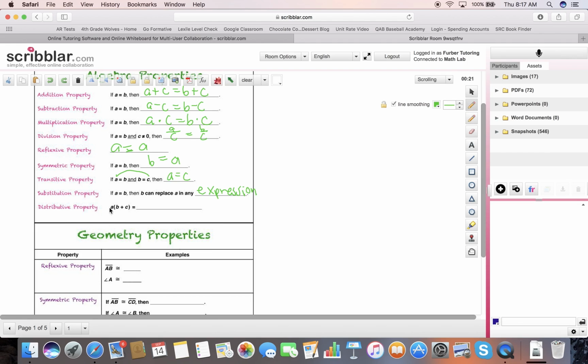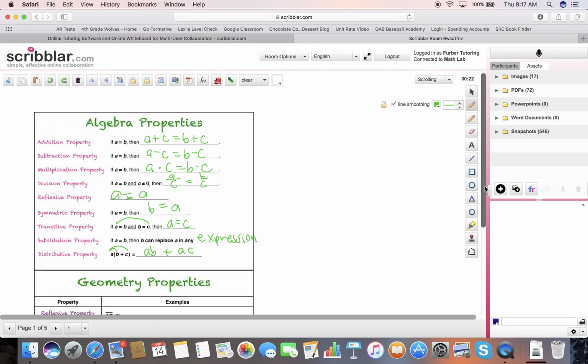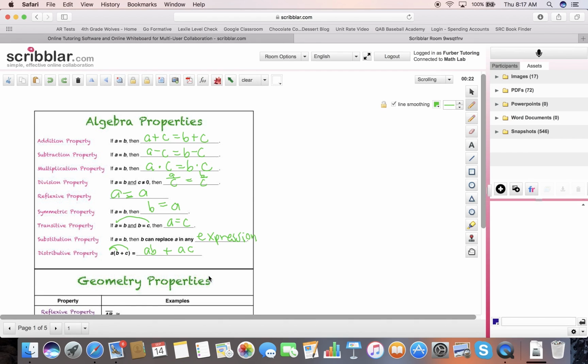And then the distributive property is one you're familiar with. That's where if there is something being multiplied with something inside parentheses, it's the same thing as multiplying it by each term and then adding them. And you're familiar with that. You've done that in algebra before. So those are your algebra properties. And in the next video, I'll do the geometry properties.